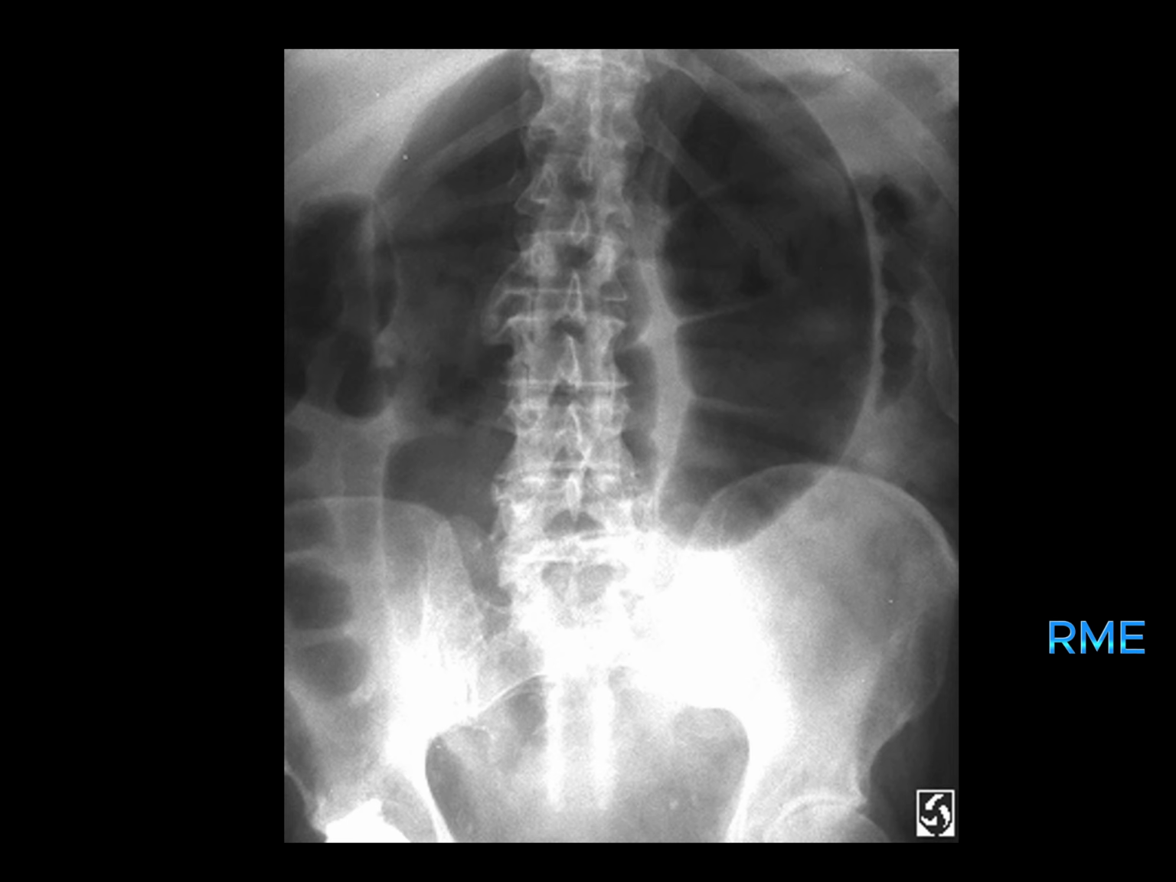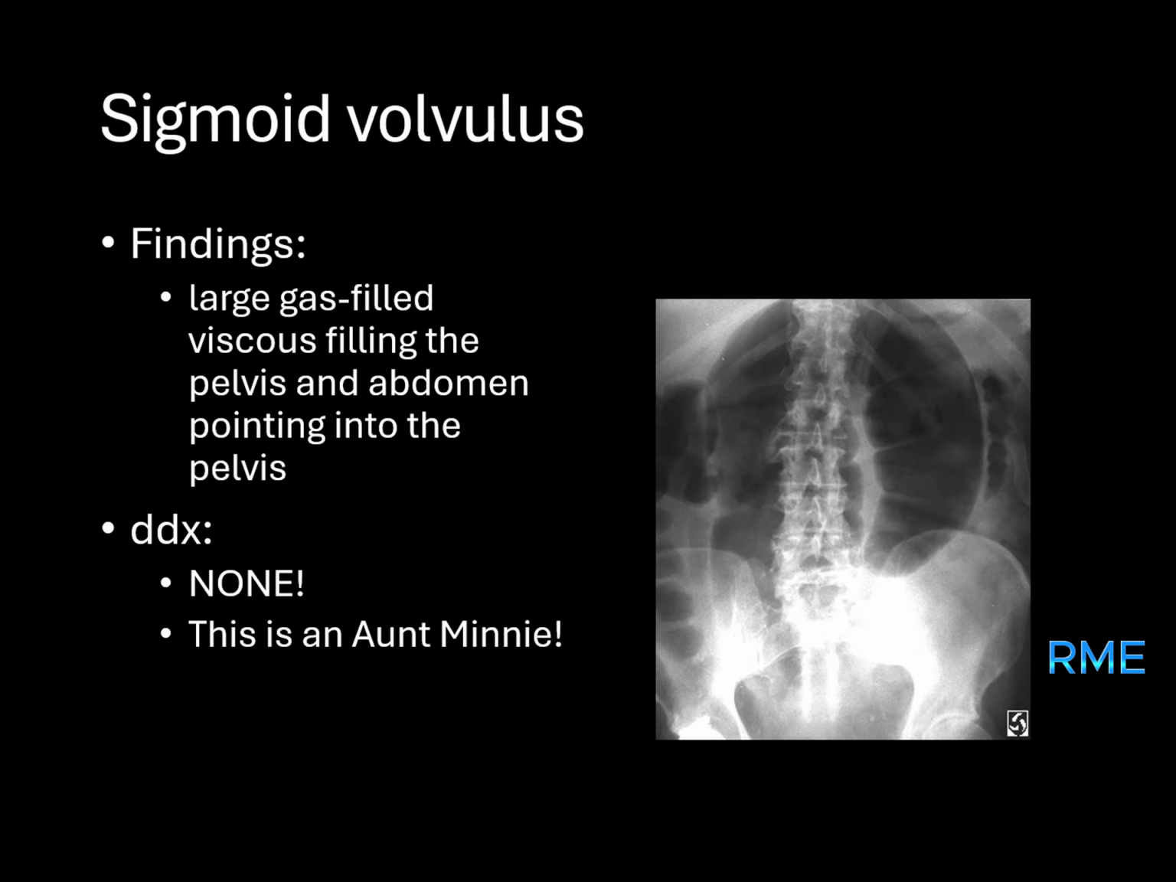This image shows a large, gas-filled viscus filling the pelvis and abdomen, pointing into the pelvis. These findings are characteristic of a sigmoid volvulus. The classic coffee bean sign is evident. There are no differential diagnoses here.